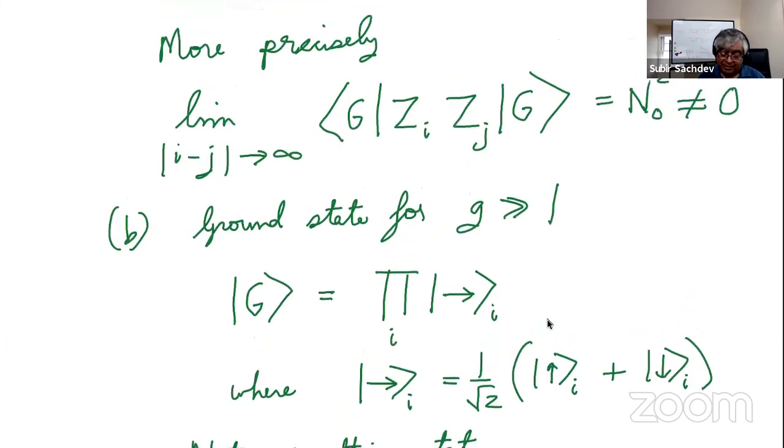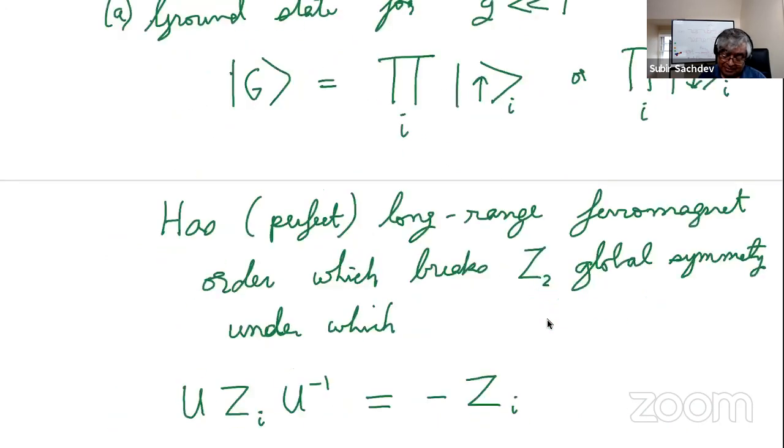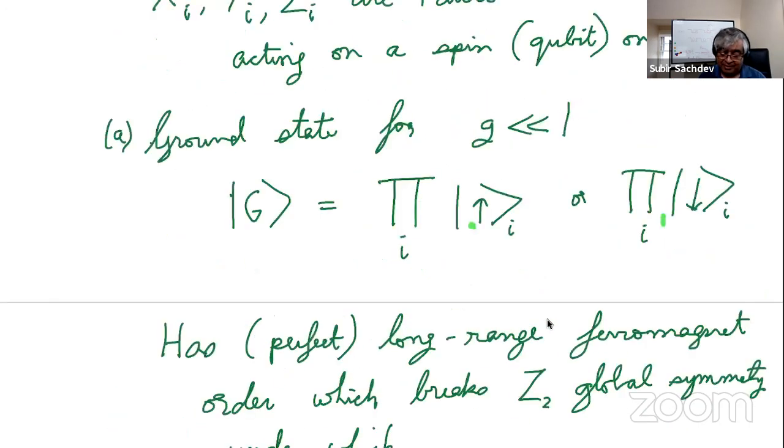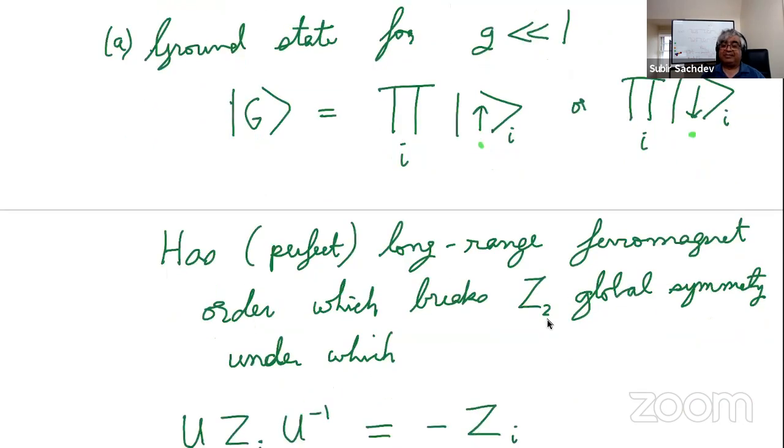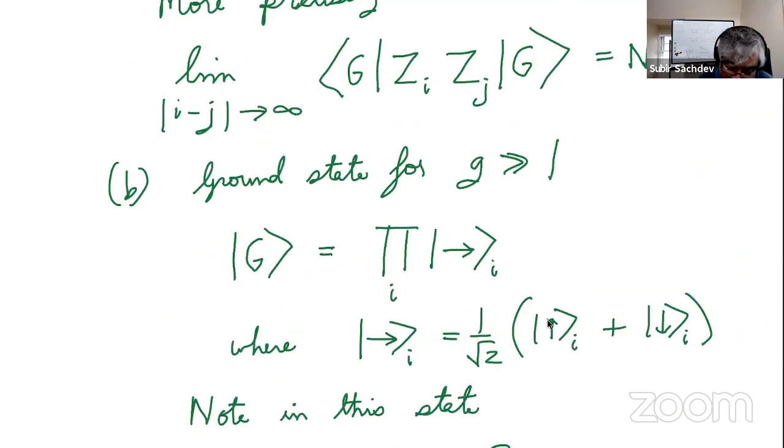Another way to say this in modern language is that this state and this state have no real entanglement between sites. They're just product states, as is this one. So in both limits, G much smaller than 1 and G much greater than 1, there is no entanglement. In fact, the place where there's the most complex entanglement is right at the critical point. And that's part of the reason why we are interested in describing the field theory of the critical point, and that leads us to this field theory.